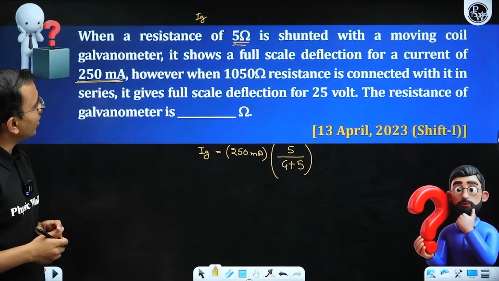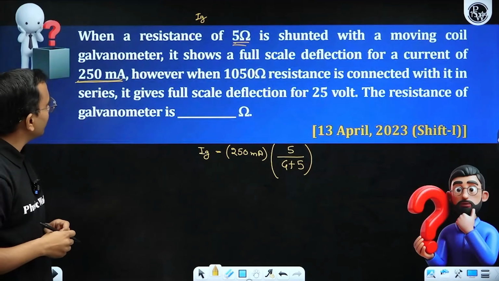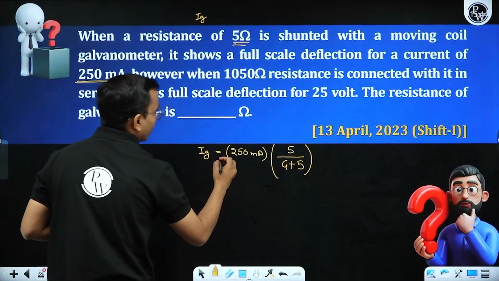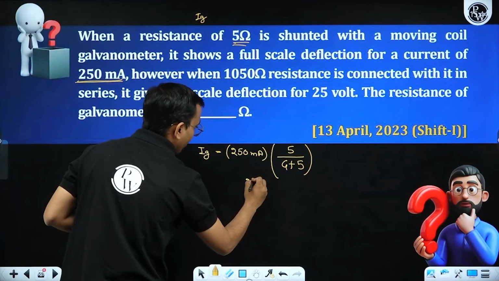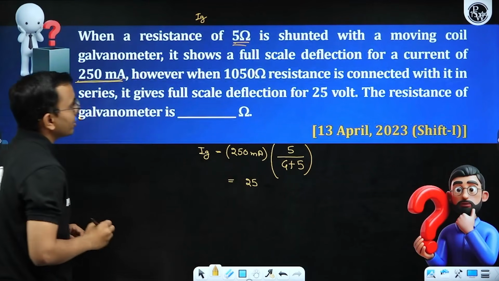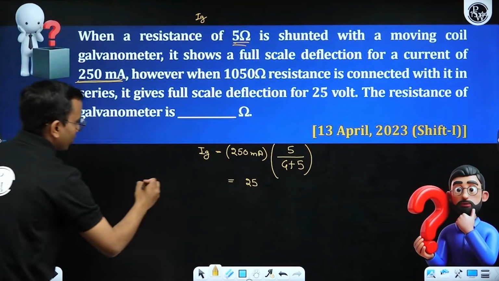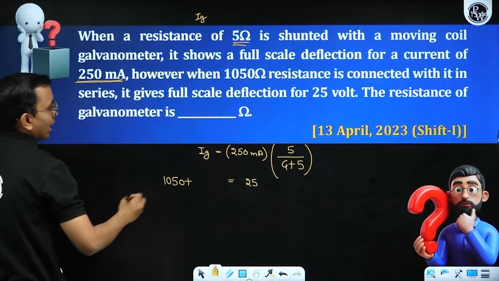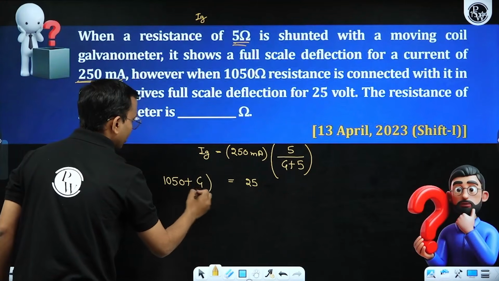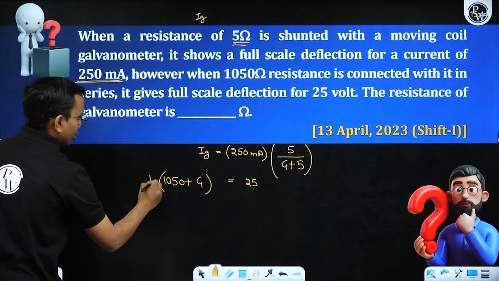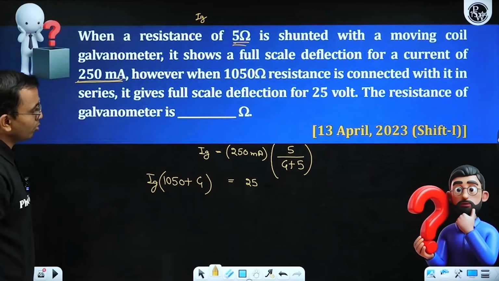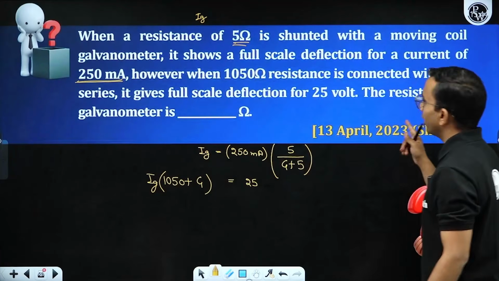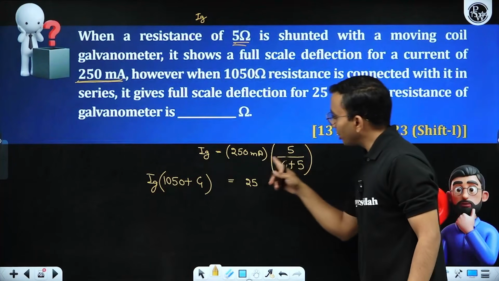However, when 1050 ohm resistance is connected with it in series, it gives a full scale deflection of 25 volt. Now I'll say 25 volt is equal to 1050 plus my galvanometer resistance G, into Ig. So both the equations we need to use here. This is my first equation, this is my second equation. The resistance of galvanometer is, from here we need to solve for G.